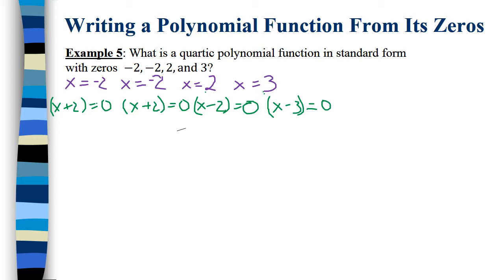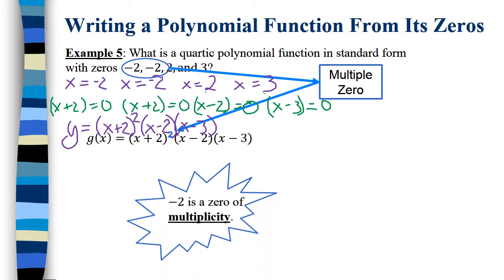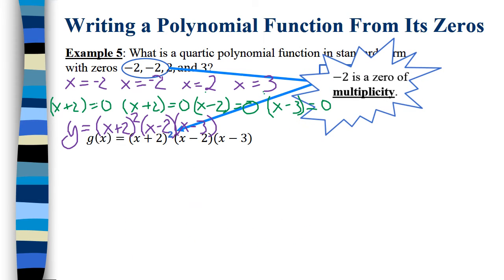So if we're going to write this out as a set of factors, we could write this as y or f of x equals x plus 2 quantity squared times x minus 2 times x minus 3. And in math, we call this a multiplicity of 2 because negative 2 is a root twice. So negative 2 has a multiplicity of 2 because it happens twice.